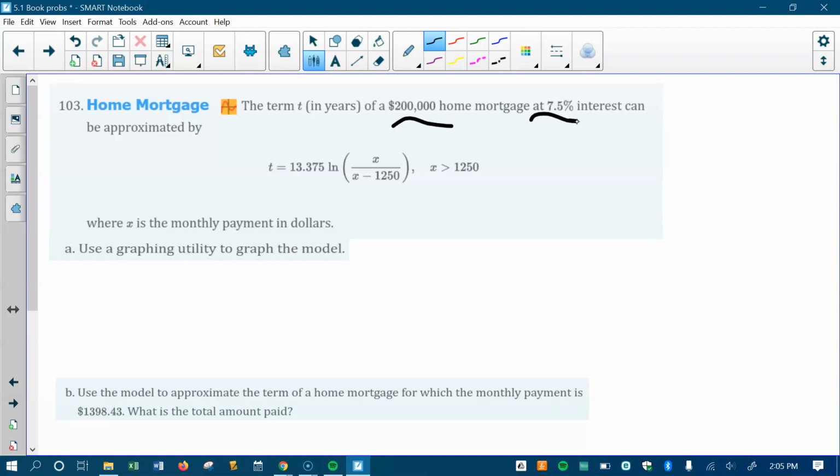You really want, mortgage rates now are like 3.5, maybe 3.75 to 4.5%. And average home price, I think, I don't know, like 500,000. Okay, so let's use a graphing utility to graph the model. I'm not going to do that one. You can graph that on your own.